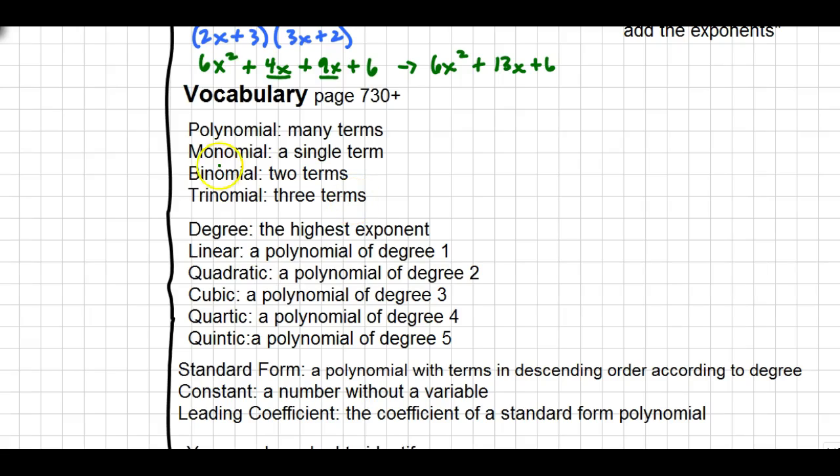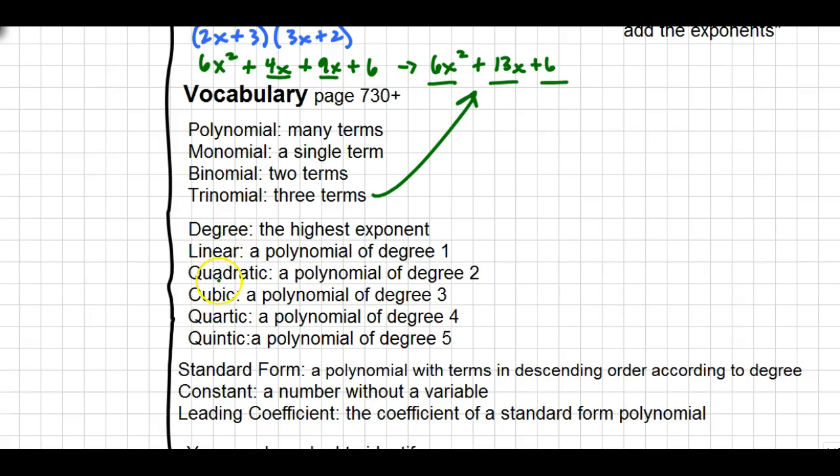So if you only see one term in a polynomial, it's considered a monomial. If you see two terms put together, then it's a binomial, like bicycle has two wheels. And if it's got three terms in it, then it's considered a trinomial. So that's what we have in our example that we did here. There's 1, 2, 3 terms. Usually it's easiest to figure out how many terms you have by looking at where the plus signs are.